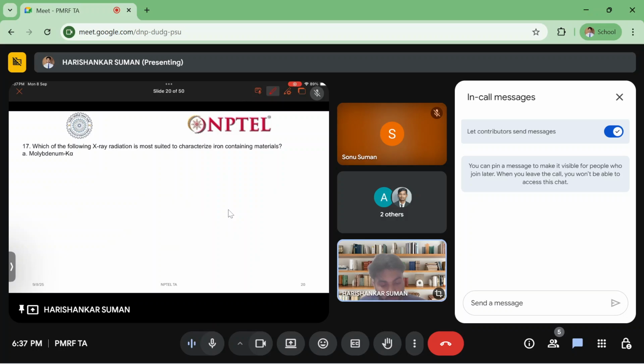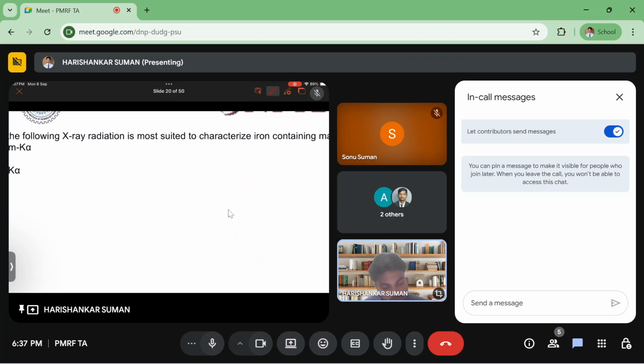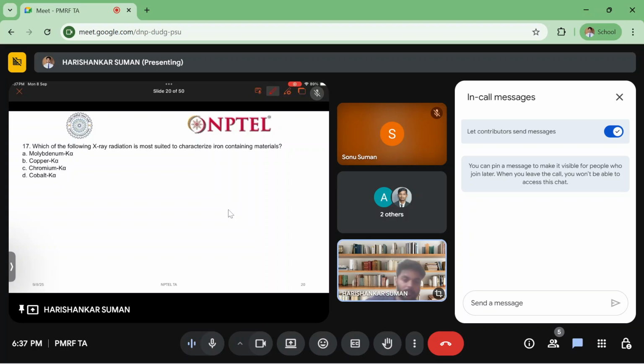Okay. So which of the following X-ray radiations is most used to characterize iron-containing material? See, these are the options, and give me the answer.